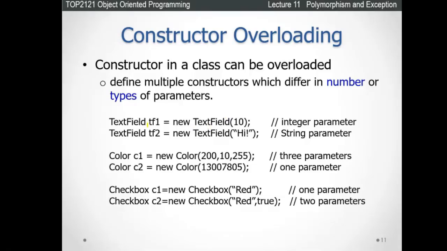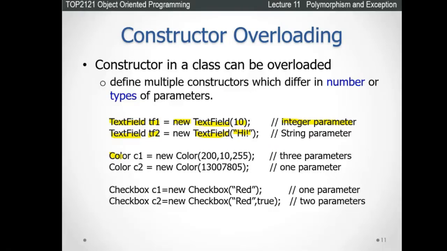Okay. Look at the first example here. The class name is text field. Okay, we create the object, and then we create the constructor, we pass one parameter. Correct? So an integer type parameter. Second one is the same class text field, and we create the object and we pass the constructor. This is a string type parameter. Okay, you understand, right? The constructor overloading.